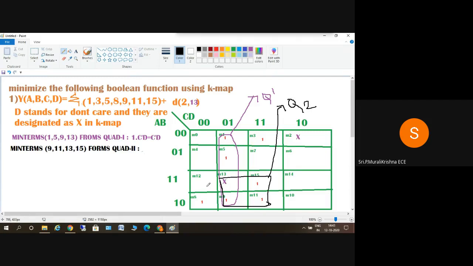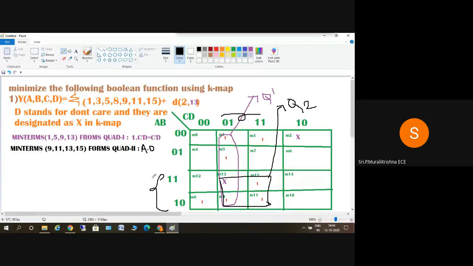What is the value of Q2? Check the row term here. These are the 2 row terms here, and the row term gives A. So A into the column term. There are 2 columns here, so these 2 columns are to be checked. What are the column terms? C bar D plus CD, which gives D. So it is equal to AD. This is the second quad here.